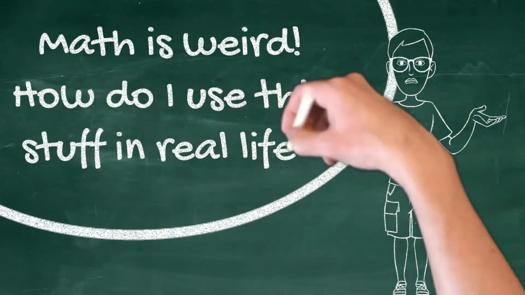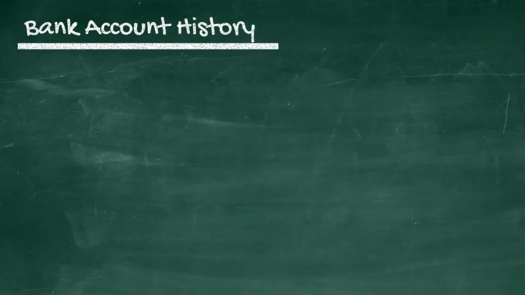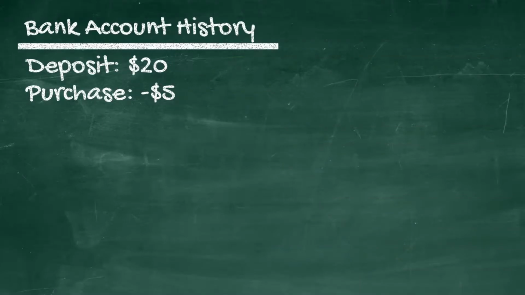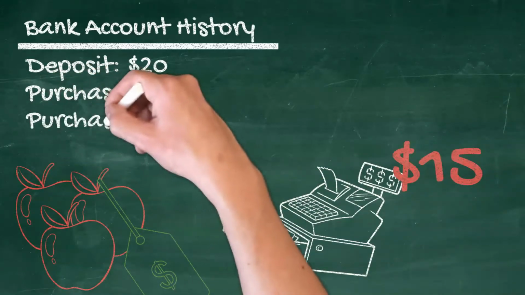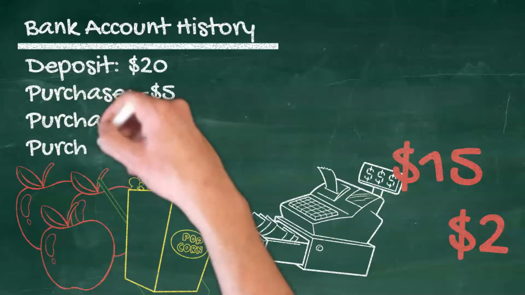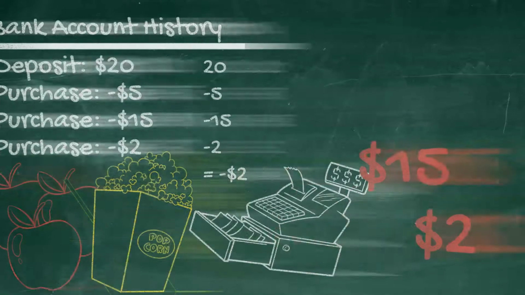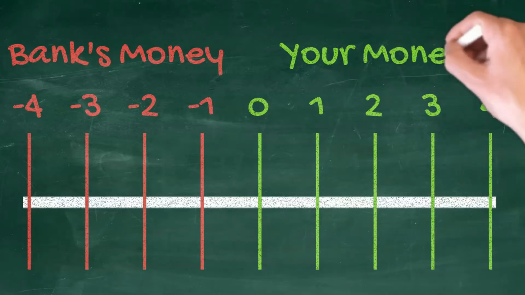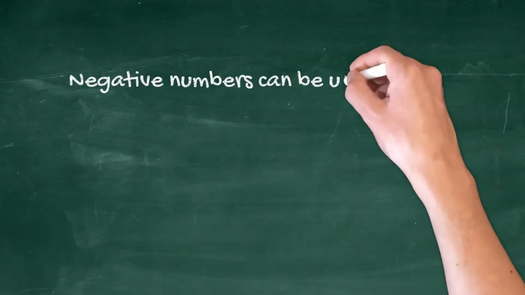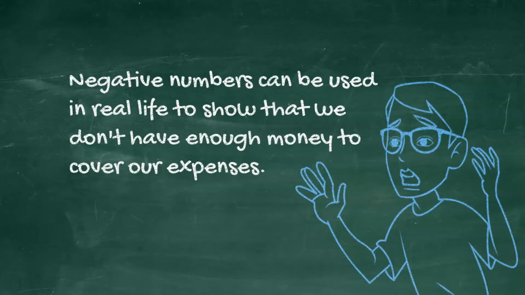Okay, so math is weird, and you can keep subtracting even when you run out of something. But you can't do that in real life, right? So why does this stuff matter? Remember your bank account from a minute ago? You started with $20 and spent $5, so now you have $15 in the bank. Imagine you then spend the remaining $15 and a little extra. Now you owe the bank money and your balance is, let's say, negative $2. That means the next $2 to go into your account don't belong to you. They belong to the bank. Negative numbers can be used in real life to show that we don't have enough money to cover our expenses. This is sometimes called a deficit.